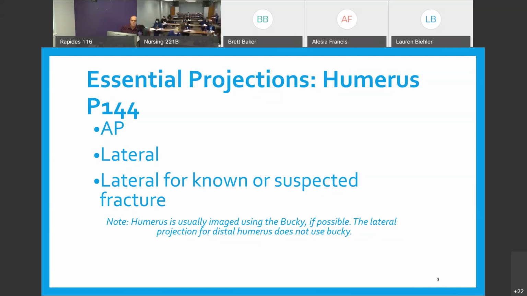That's what they're talking about in the fine print here, where it says the humerus is usually imaged using the bucky if possible. The lateral projection for the distal humerus does not use the bucky. And I'll explain that when we get there. All right, so going next on.